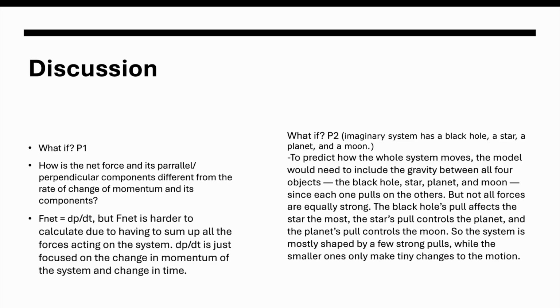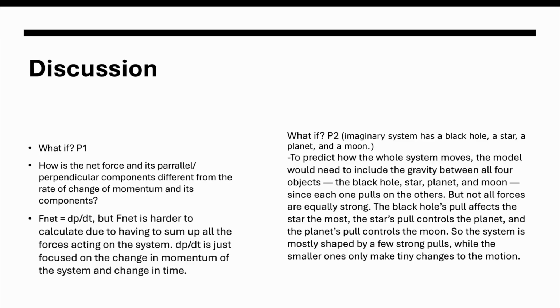Discussion. What if, part 1? How is the net force and its parallel and perpendicular components different from the rate of change of momentum in its components? Mathematically, F net does equal the change in momentum, but F net is harder to calculate due to having to sum up all the forces acting on the system. dp over dt just focuses on the change in momentum of the system and change in time.